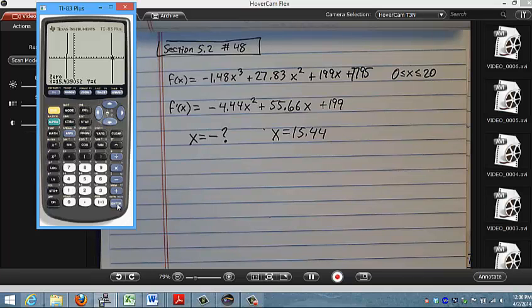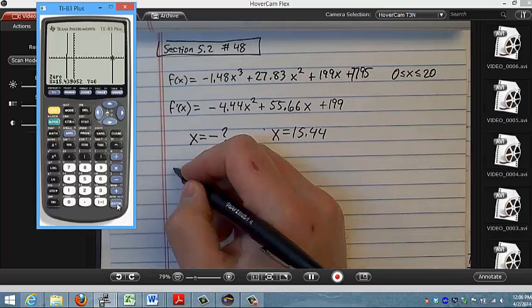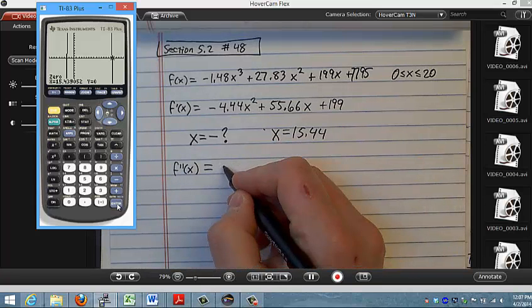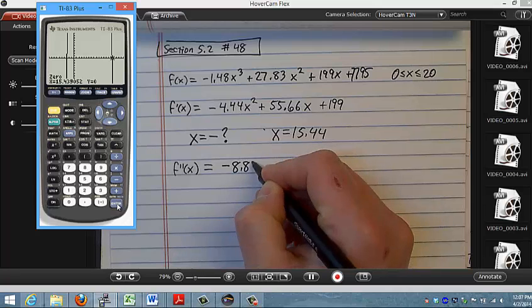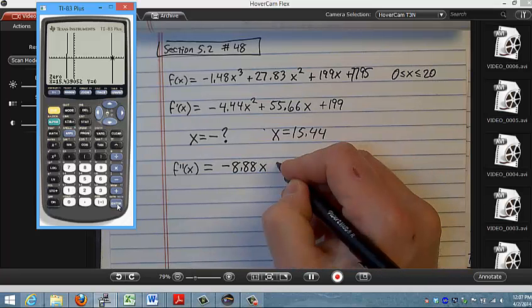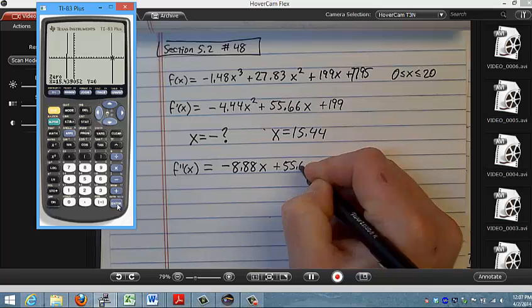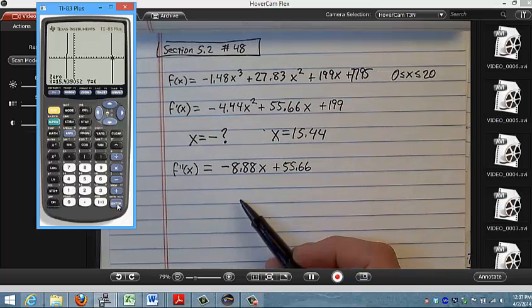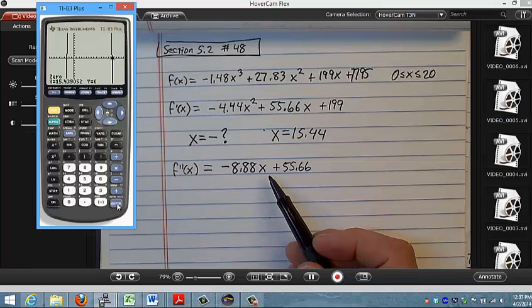Now, one thing we didn't know last night when we did this homework, what we know now, is that the second derivative can actually be quite helpful. Let me compute the second derivative. Negative 8.88x. Nice job, Paul. I'm just verbalizing what you're thinking. All right, so plus 55.66, right? So that is the second derivative.